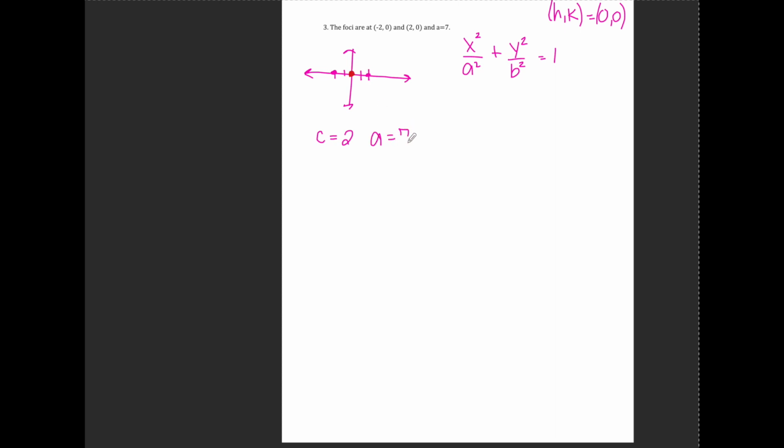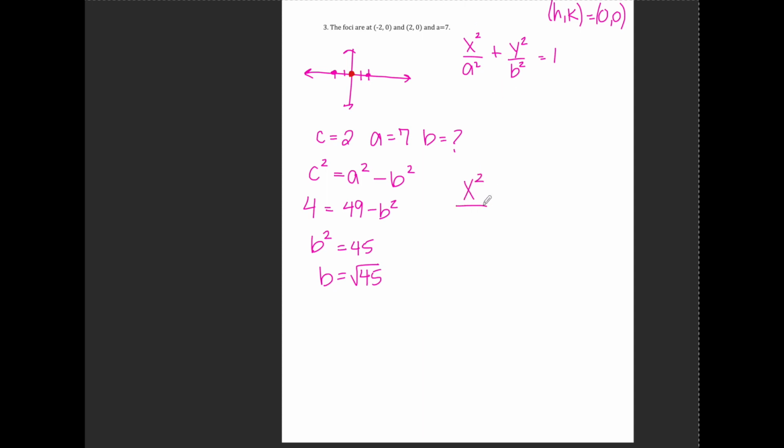I know that a is equal to 7. The last thing that I need to find is b. I know that c squared is equal to a squared minus b squared. And now I can just plug in. So 2 squared is 4, 7 squared is 49. I'm going to get b squared is equal to 45, which means b is the square root of 45. I have a and b, so now I can plug those into the equation of my ellipse.